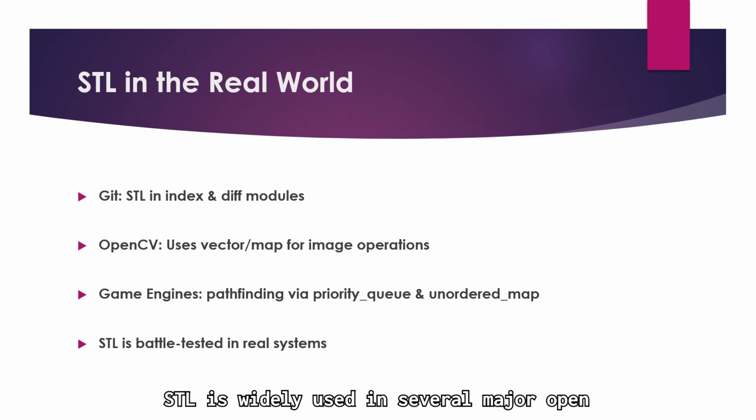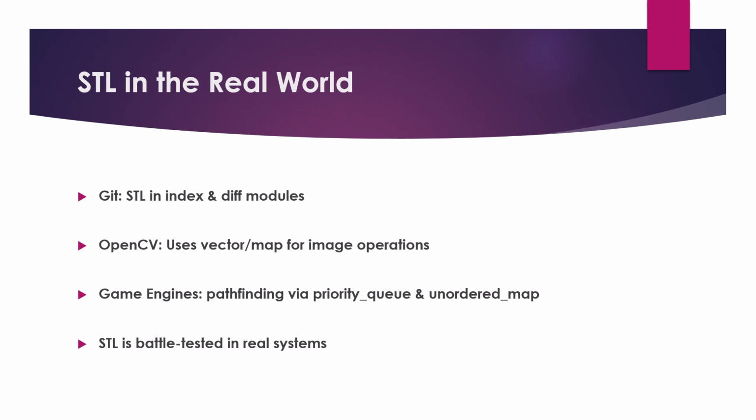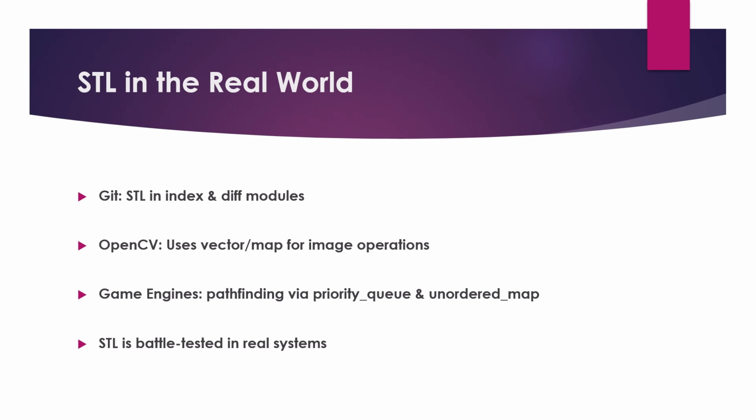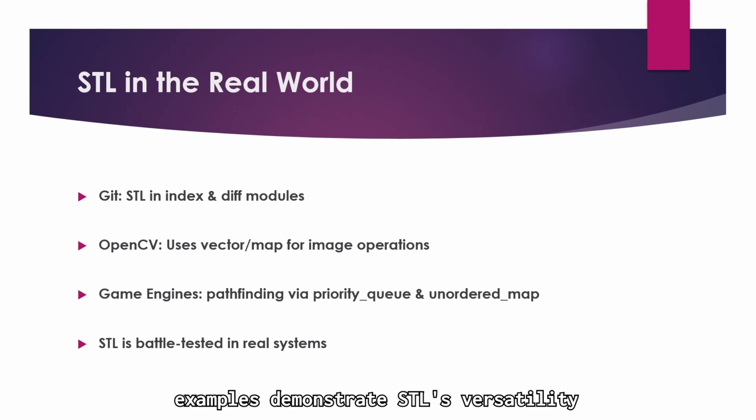STL is widely used in several major open source projects. For example, Git, the version control system, uses STL containers in its index and diff modules to manage and compare large datasets efficiently. OpenCV, the popular computer vision library, relies on STL containers like vector and map to store and process image data efficiently. Game engines use STL containers such as unordered_map and priority_queue for tasks like pathfinding and game state management. These real-world examples demonstrate STL's versatility and power in solving practical engineering challenges.